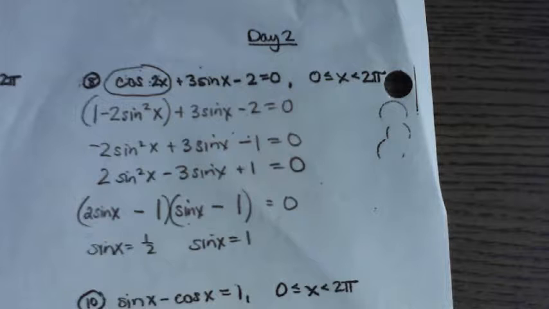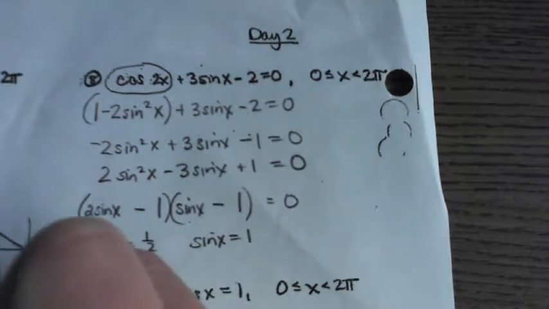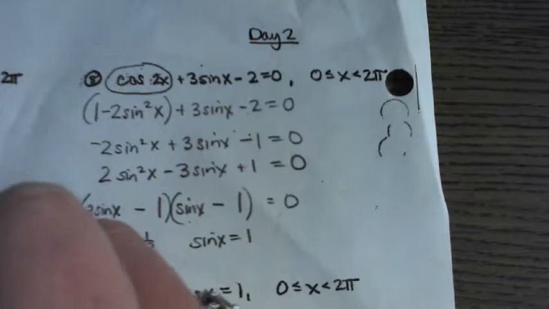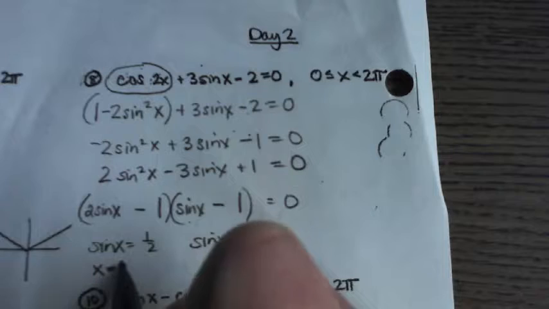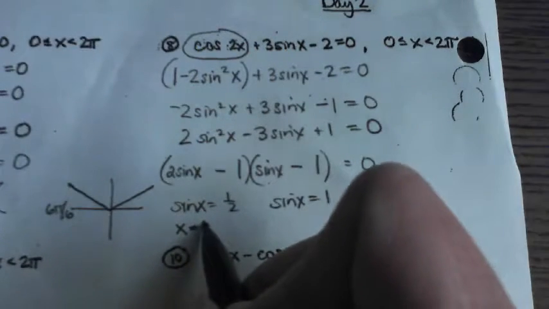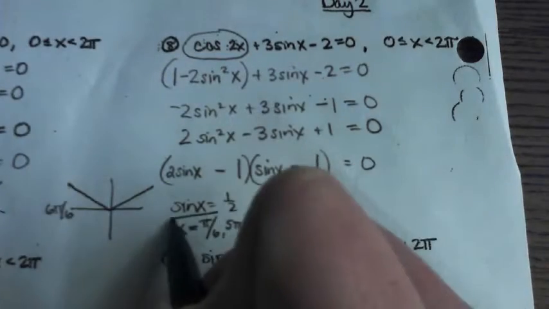Haley, tell me what to do from here. Okay, which quadrant? Or quadrants? 1 and 2. What's my reference angle? So I'll label this 6 pi over 6. So what are my 2 answers? Yep. Okay, that's from the first equation.